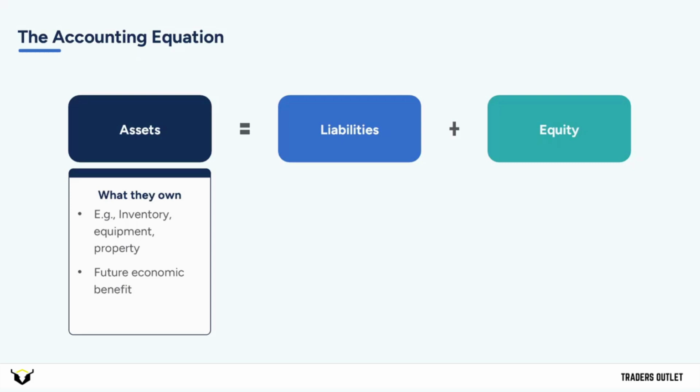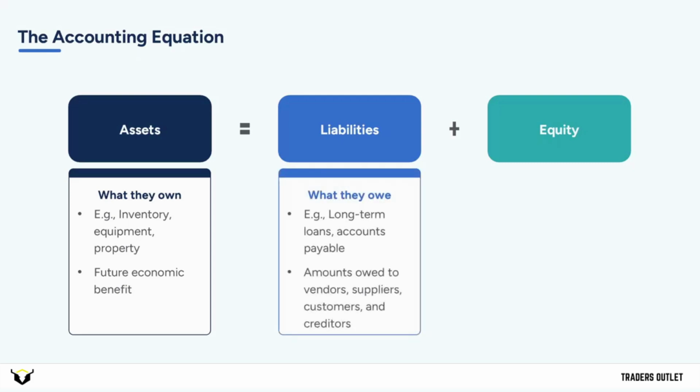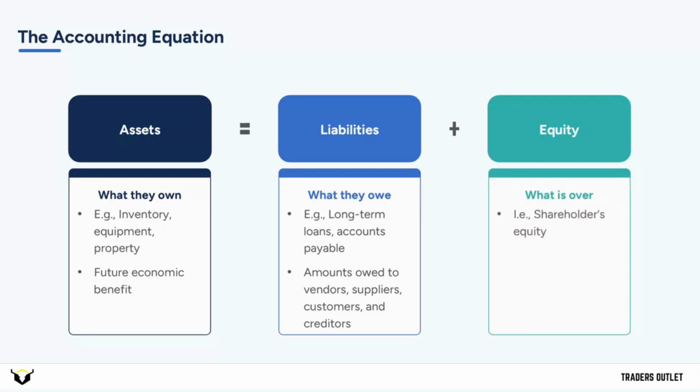Liabilities, recall, are what the company or business owes. Now, companies can owe amounts to vendors, suppliers, customers, and creditors like banks. Finally, equity is often referred to as shareholders' equity, and you can think of it as the residual value of the company. So imagine this: a company or business could liquidate all its assets and get cash, and then pay off all its liabilities, and the cash that's left would be with the equity. That's why we call it the residual value.